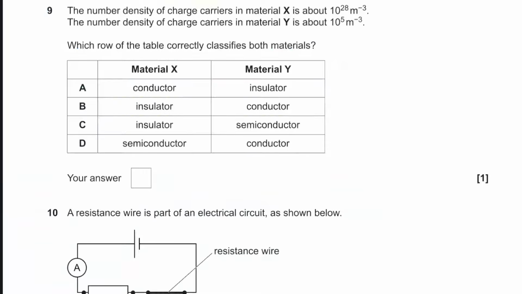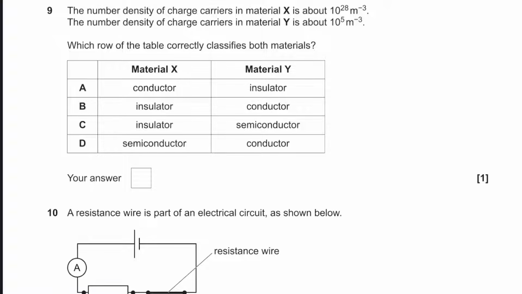Easy. 9. Number density. Oh, number density. Why are OCR obsessed with this? The number density of charge carriers is about this for X and then this for Y. Which row of the table correctly classifies both materials?